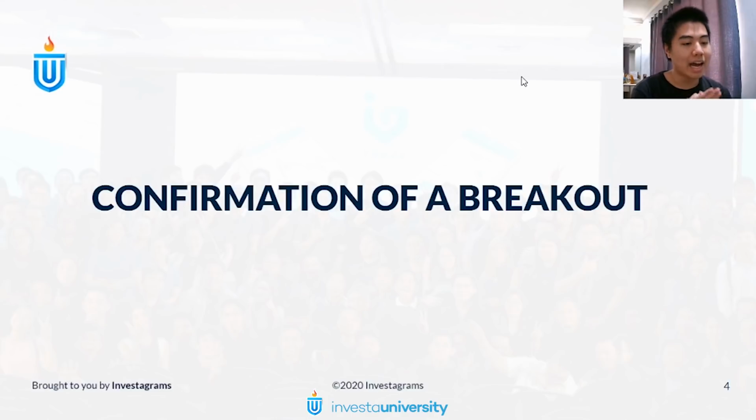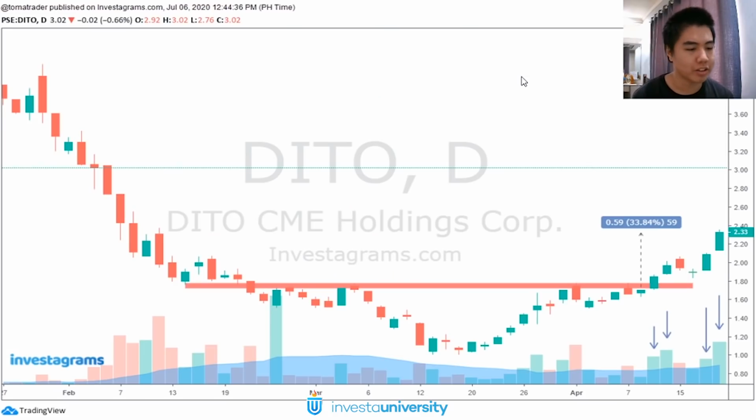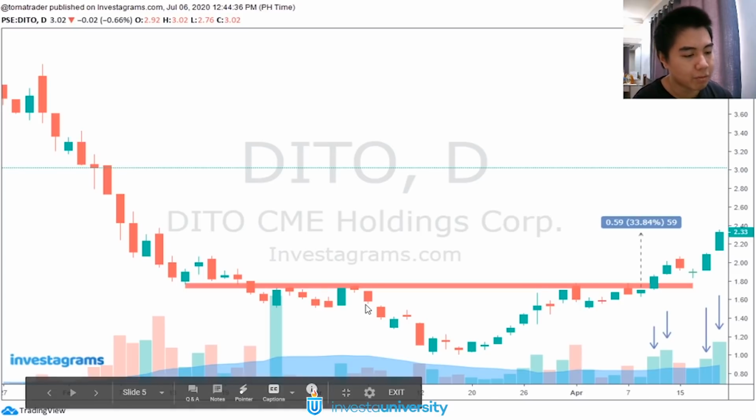First is as a confirmation of a breakout. This is something a lot of us may already know. Just to show you guys a few examples. Here we have ditto, from an inverse head and shoulders. Remember the pattern? When it broke out of the neckline, it made a 33% move. What was it accompanied by? It was accompanied by high volume.